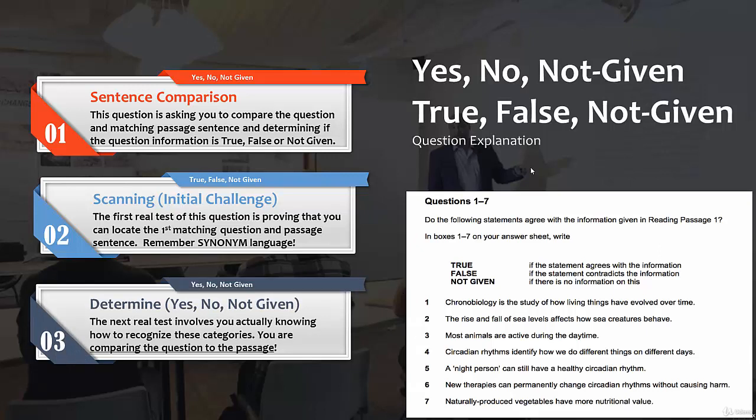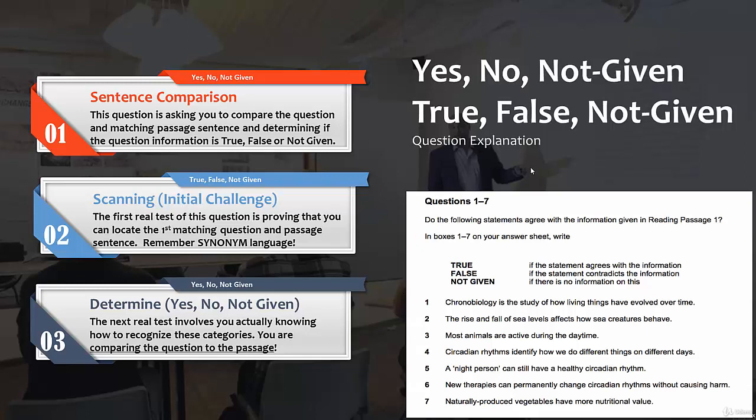It's really a sentence comparison question. And so they're asking you to compare the question and the matching passage sentence, and then determining if the question information is true, false, or not given. So really you're comparing two sentences. The first challenge is of course scanning.